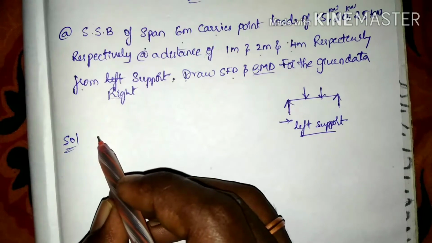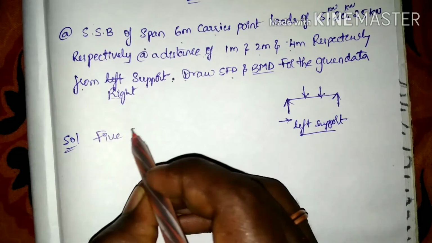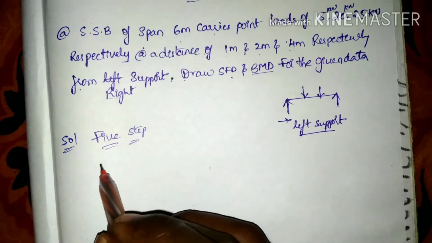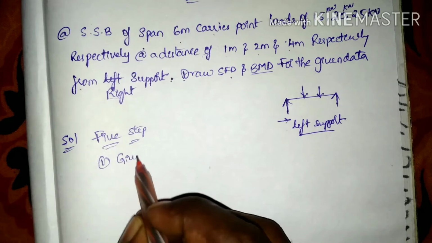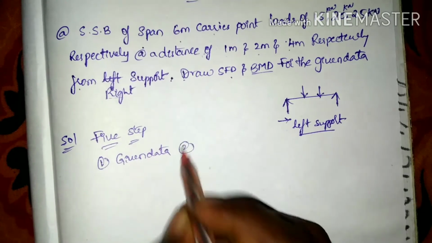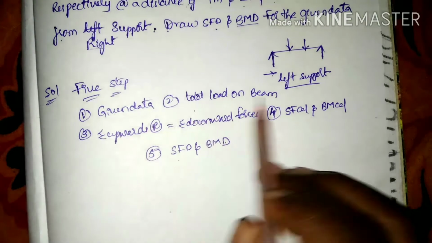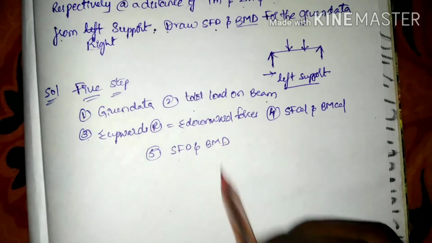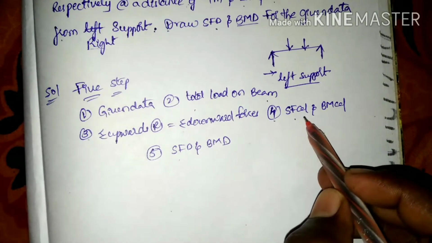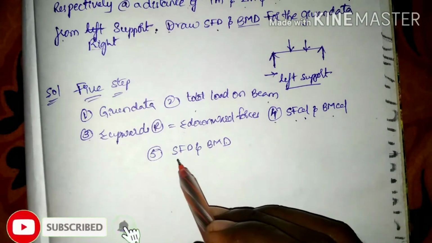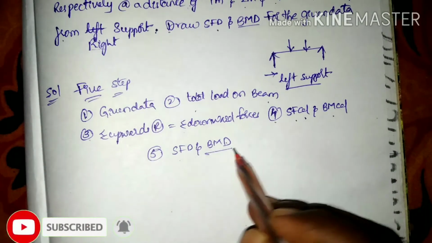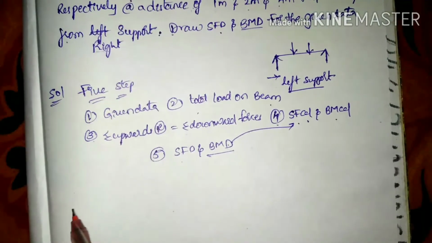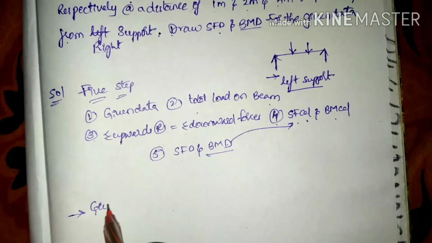We have a 5-step method to solve any problem of cantilever and simply supported beam. Number 1, given data; number 2, total load on beam; number 3, summation of upward reactions is equal to summation of downward forces; number 4, shear force calculation and bend moment calculation; and number 5, shear force diagram and bend moment diagram for the values of shear force and bend moment.